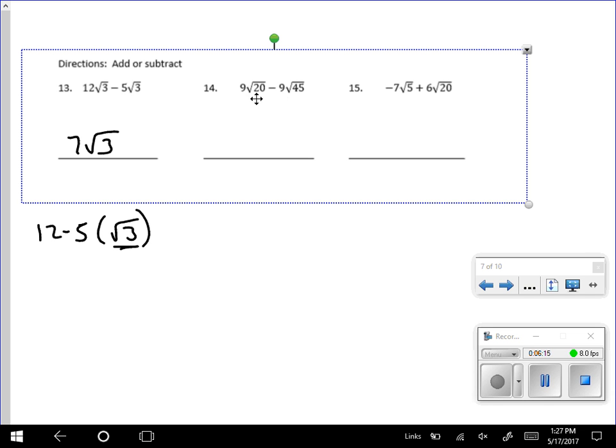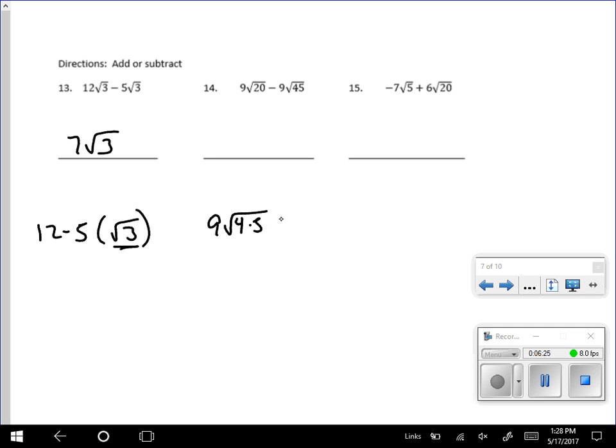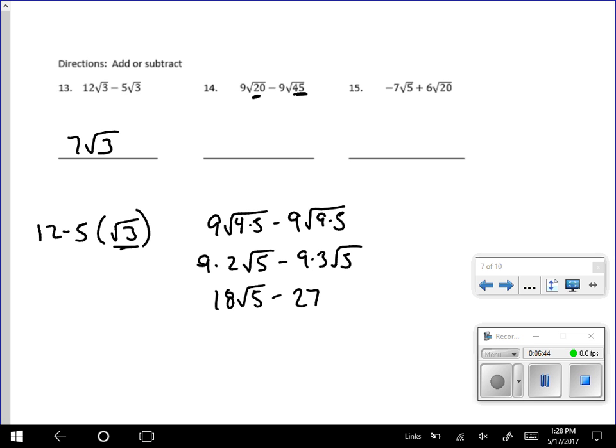Okay. Now, we need to have matching radicals. So I have to simplify inside those. So I'm going to go 4 and 5 minus, and then 9 and 5. If I simplify here, greatest factor, that's a perfect square. So I have 18 times the square root of 5 minus 27 times the square root of 5.